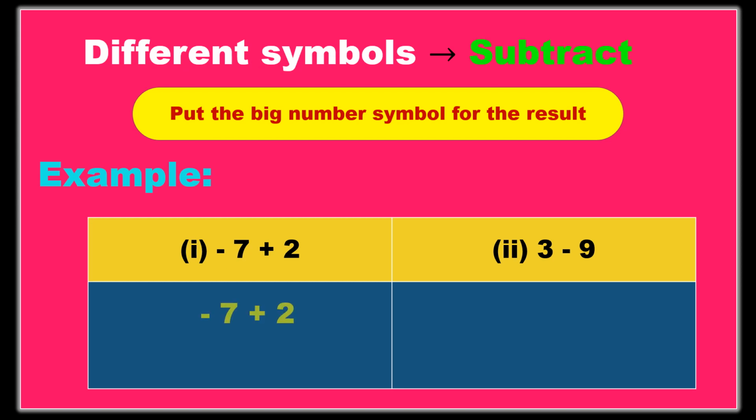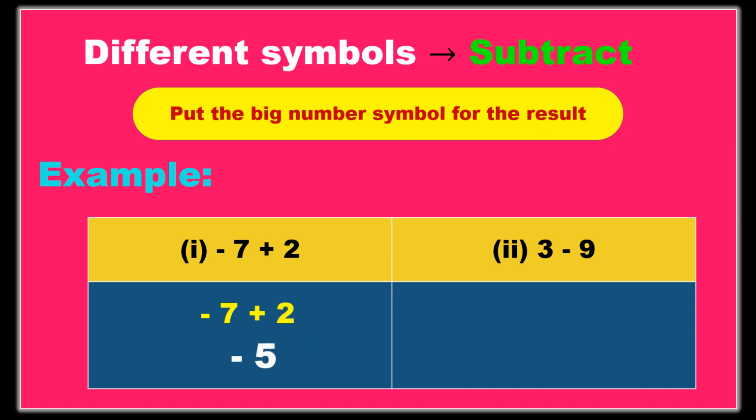So let me take minus 7 plus 2. I'll do the subtraction. 7 minus 2 is 5. Right? I did the subtraction. Now, what is our next step? We should put the big number symbol for the result. Whenever you are doing subtraction, you should give the big number symbol only. So who is a big number here? 7 is a big number, right? So you should give 7 number symbol to the solution. So here 7 number symbol is minus. So minus should be given to the result. Clear? So your answer is minus 5.